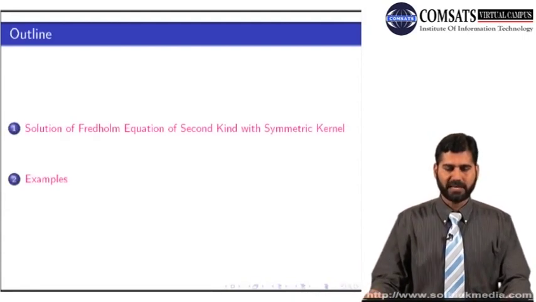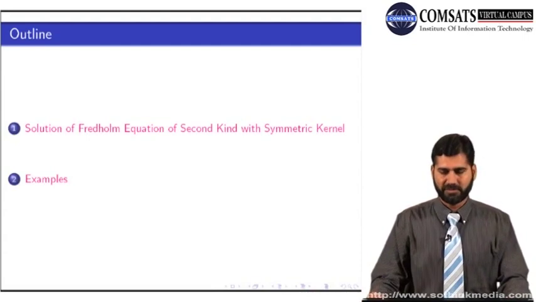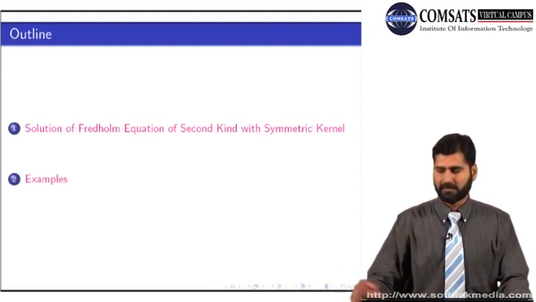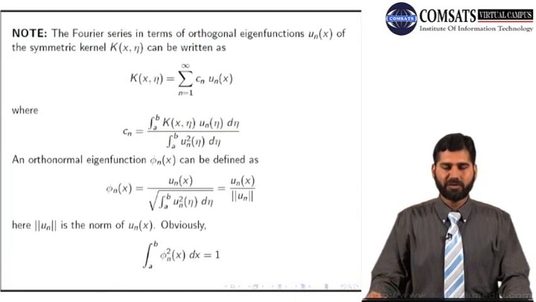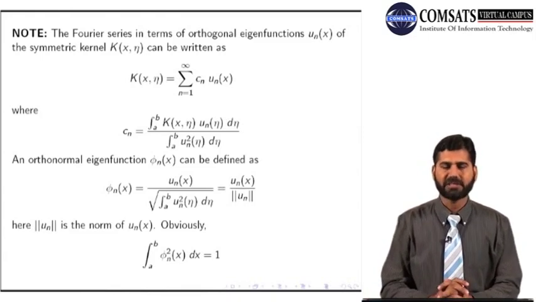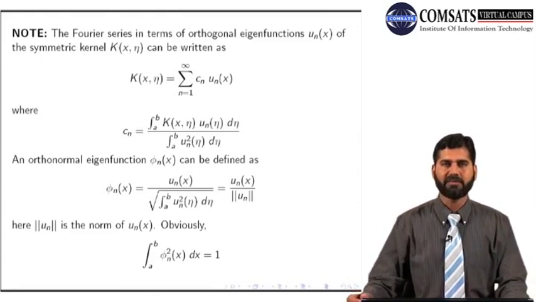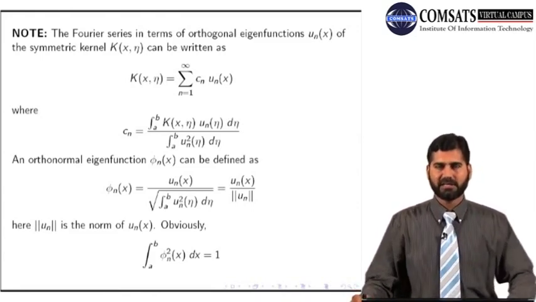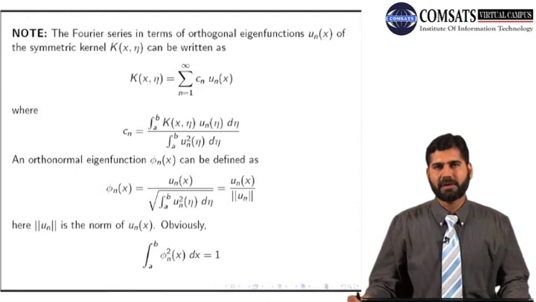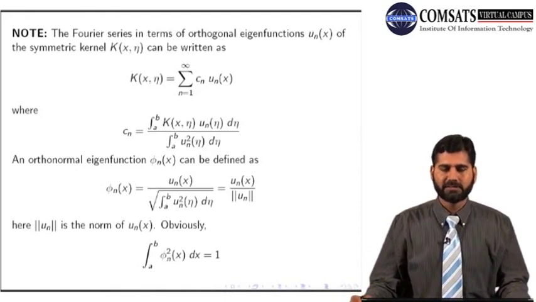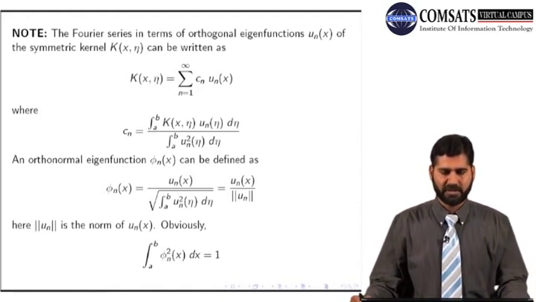So today's outline is again solution of the Fredholm equation of second kind with symmetric kernel, and we will see some examples. Note that the Fourier series in terms of orthogonal eigenfunctions of the symmetric kernel can be written like this. It's very easy. If you want to write any function, not just the kernel, any function in terms of your eigenfunctions, you can write them very easily by summation. Introduce some constants Cn, multiply by the eigenfunctions Un, and add them up. That will give you the Fourier series of any function.